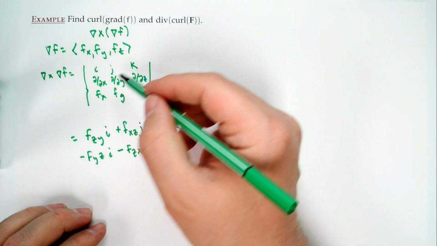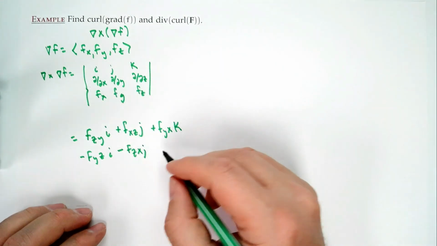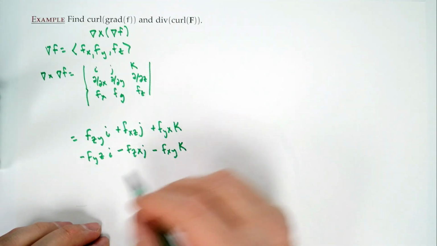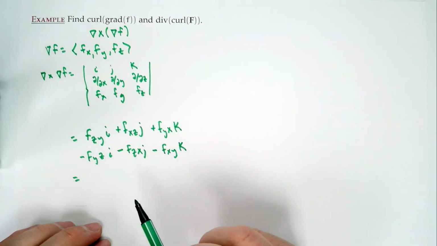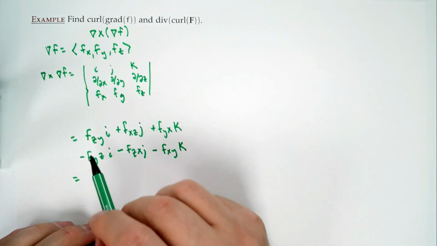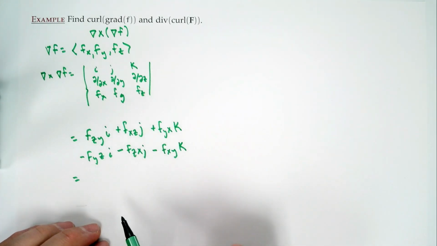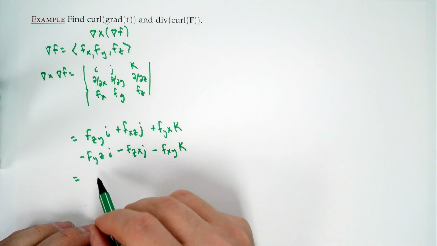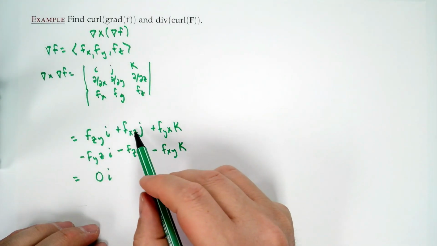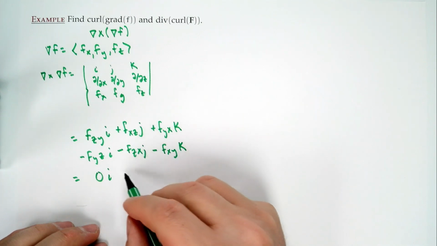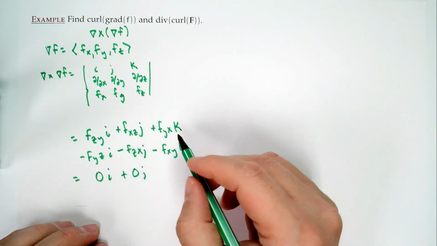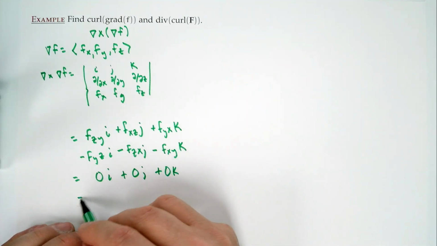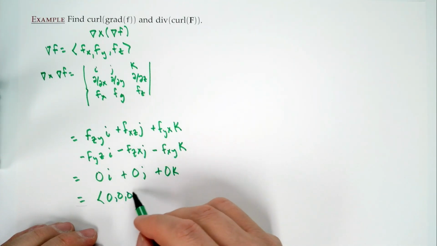And finally, k, partial y, f sub x. So minus fxy, k. And what do we get? Well, remember that we're dealing with nice functions. And for nice functions, the order we take derivatives won't matter. So fzy, fyz, they're the same. But we subtract, so they cancel. 0i. fxz, fzx, same. But subtract. Cancel. 0j. fyx, fxy, cancel. 0k. Meaning we got the 0 vector.